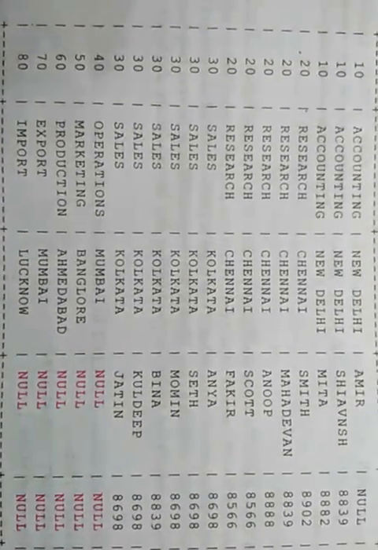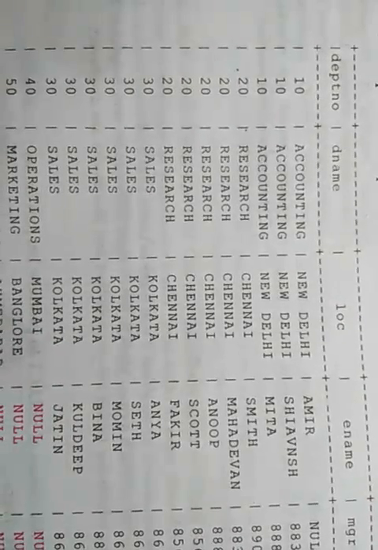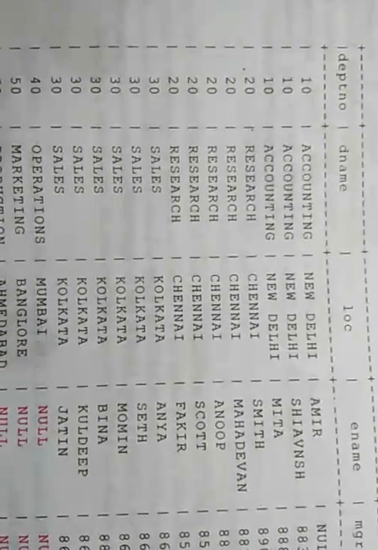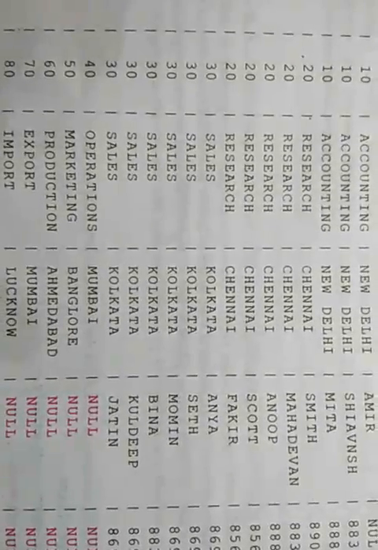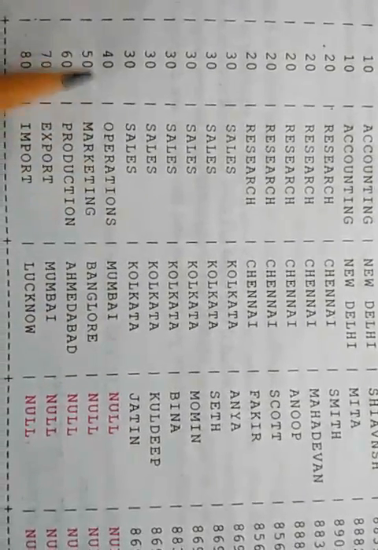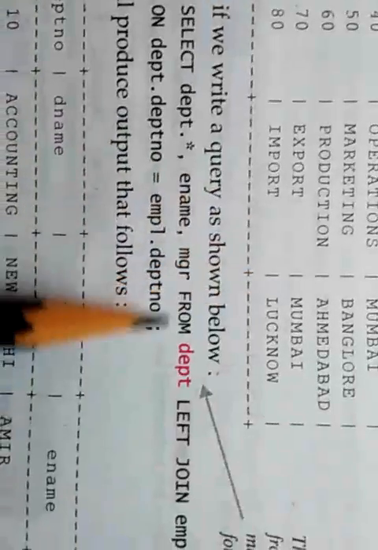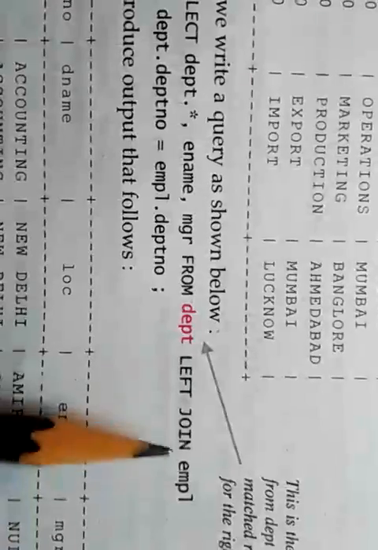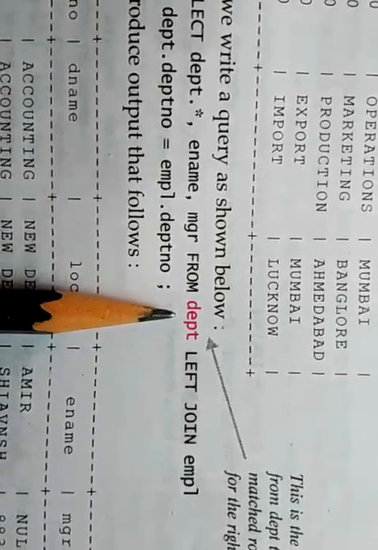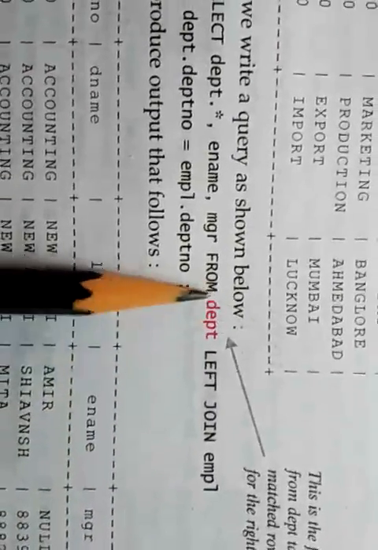Now we are seeing that in the employee table there are matching records only for department numbers 10, 20 and 30. So in the output of this query we are getting 40, 50, 60, 70 and 80 also, which do not match in the employee table. So we can say this is the left hand side table and this is the right hand side table. The system will display all the data of the table used on the left hand side in this query.